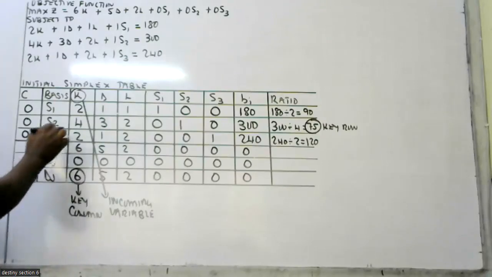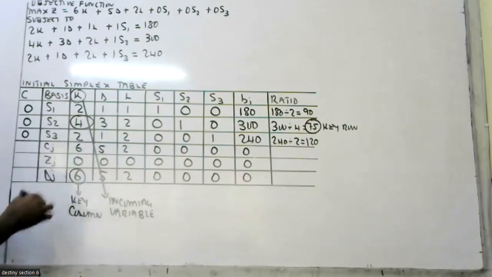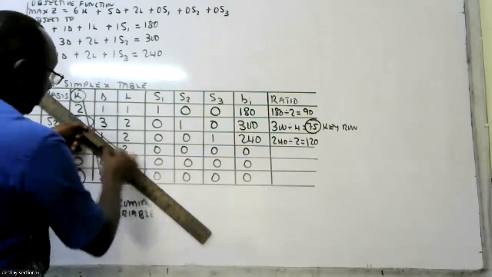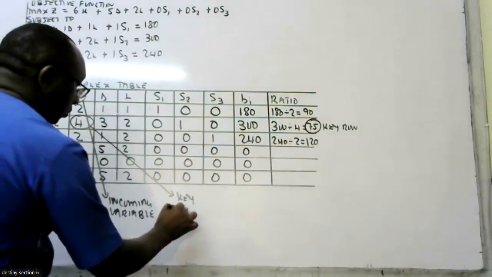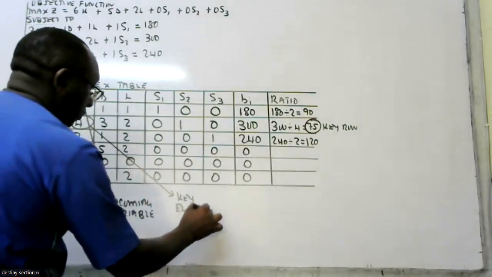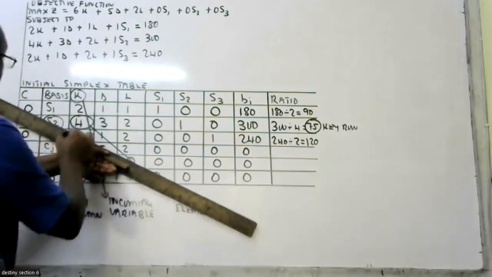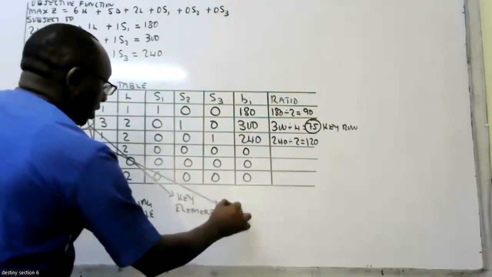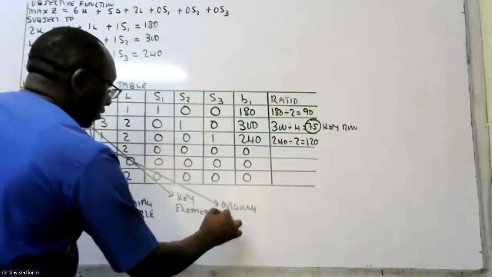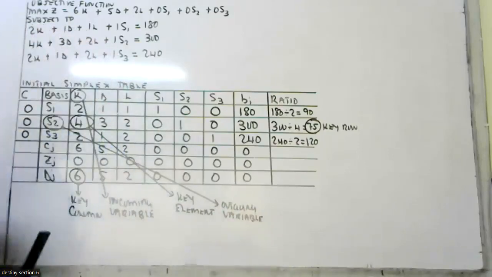And then this element here, at the intersection, we say is called the key element. And then this one here, we say is called the outgoing variable.